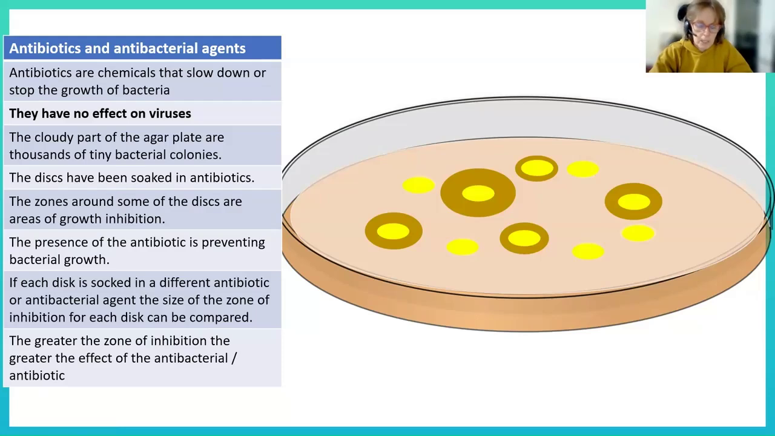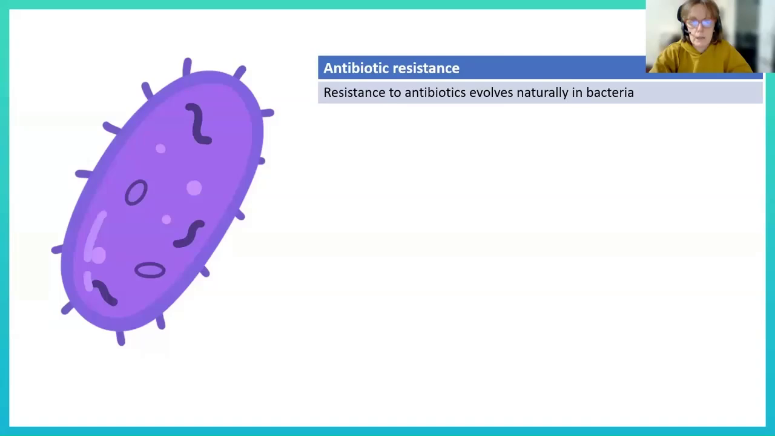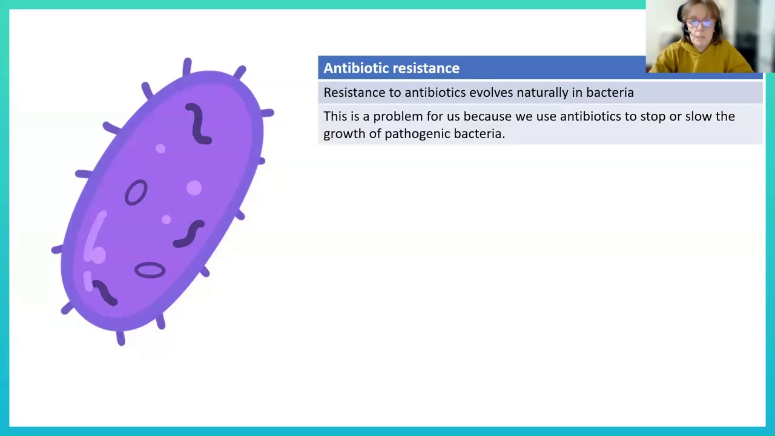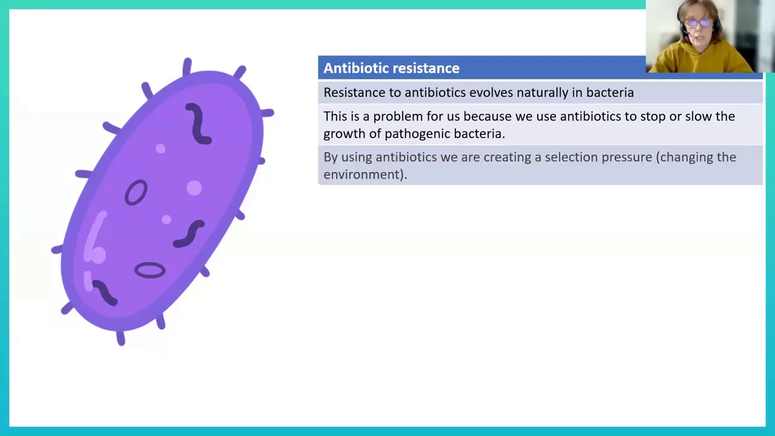So you can test antibiotics this way. You can test antibacterial stuff like cleaning fluids as well, because that also has an antibiotic effect. But obviously you can't drink it because it would damage your cells as well. Now, the problem with antibiotics is bacteria evolve resistance to them. It's a problem for us because we use antibiotics to stop or slow the growth of pathogenic bacteria, so bacteria that cause illness.